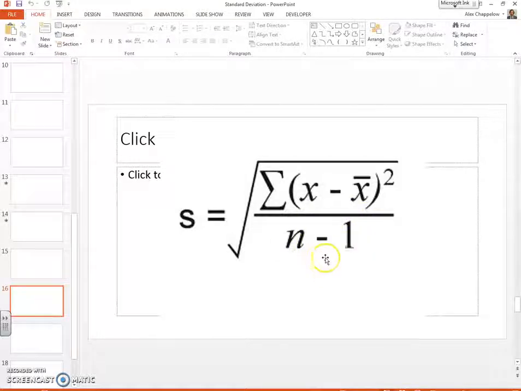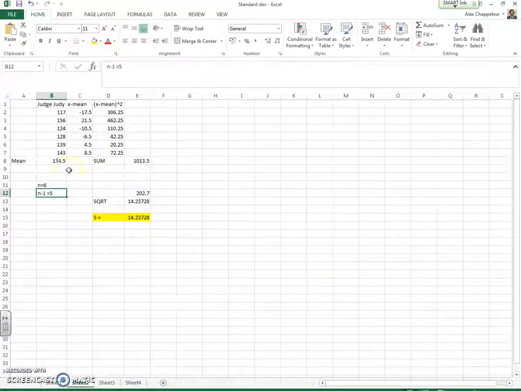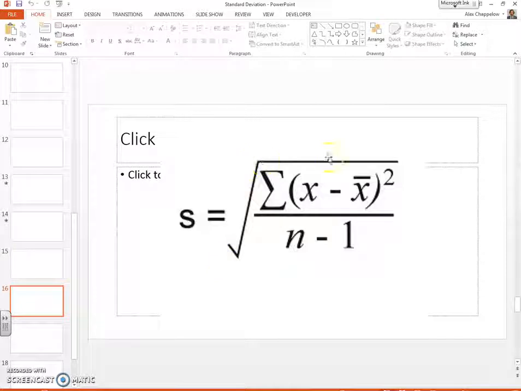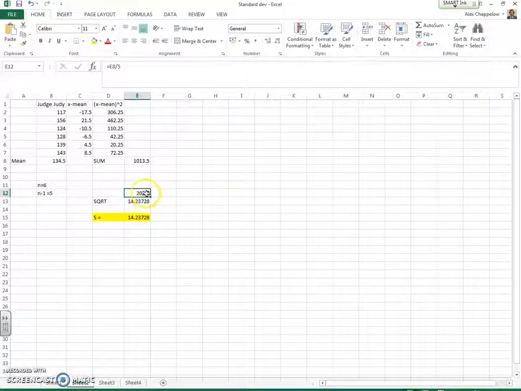Okay, so in biology, there's always going to be that minus 1, which means n minus 1, that's 5. I'm going to be taking this and dividing it by 5, to get 202.7, and then you can see the whole thing is covered by a square root symbol. So I square root that, and I get 14.24. Okay, that's my standard deviation.